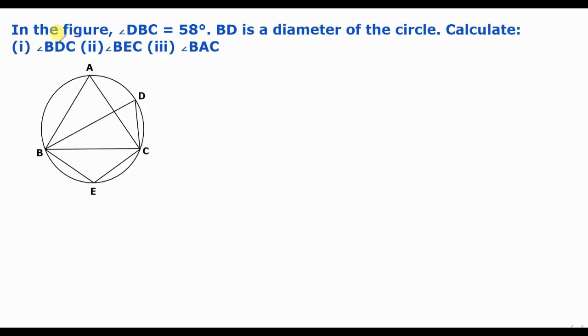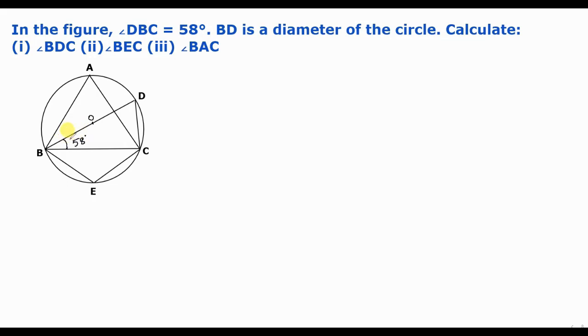Next question: in the figure, angle DBC is 58 degrees. BD is the diameter of the circle. You have to calculate angles BDC, BEC and BAC. It's clearly given in the question that BD is the diameter, so we can mark the center point here. The value given in the question is DBC, this angle, which is 58 degrees.